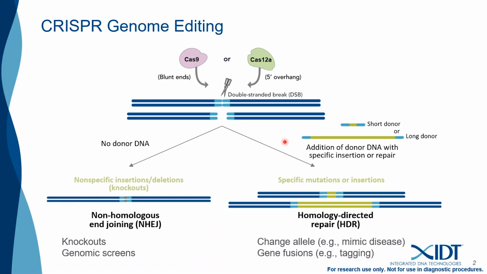Now, if you include a repair template or donor DNA with your CRISPR reagents, you can then get repair through homology-directed repair, or HDR, and this will result in the generation of specific mutations or insertions. This is very useful if you want to generate a specific allele through SNP changes to mimic disease, or if you want to generate a gene fusion such as a GFP tag.